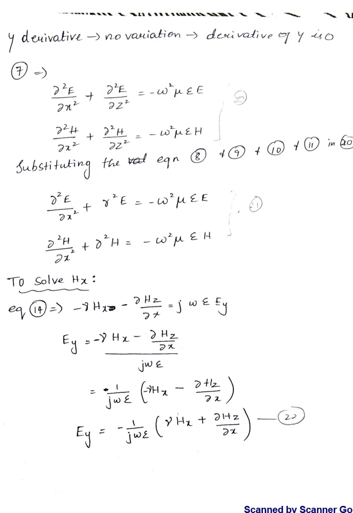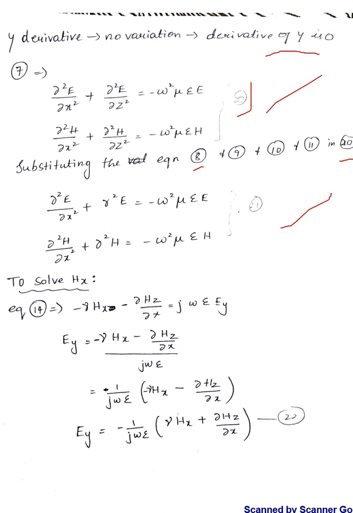Similarly, I'm going to take this y derivative as 0 here. I'm going to write the seventh equation again, wherever I have written the seventh equation. Now I'm going to substitute the 8th, 9th and 10th equation in this 20th equation, and I obtain it as 21. Now we are going to solve four things here: Hx, Hy, Ex and Ey.